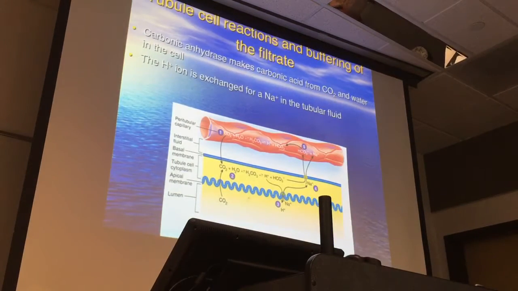So, this is just an overview of secretion of hydrogen ions. Again, you can have a hydrogen ion come into the tubular cell, or you can simply generate it here by generating carbonic acid and having it dissociate. The bicarbonate is going to be put into the bloodstream, and the hydrogen ion is going to be secreted in exchange for sodium. We've seen all of this before.